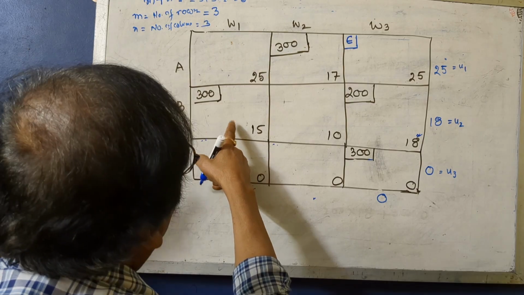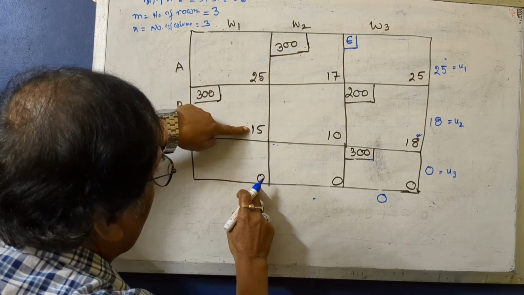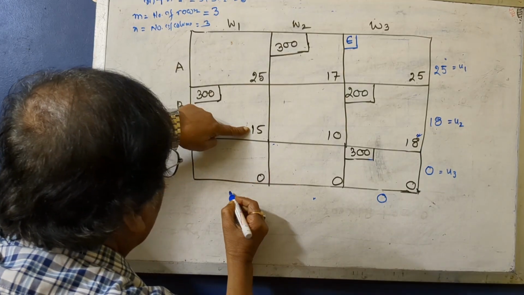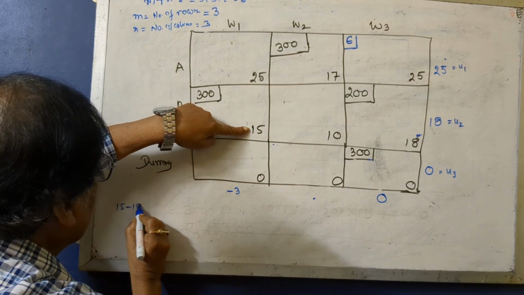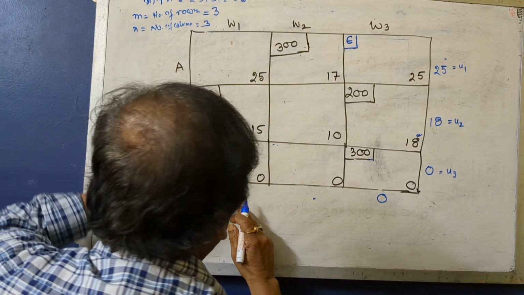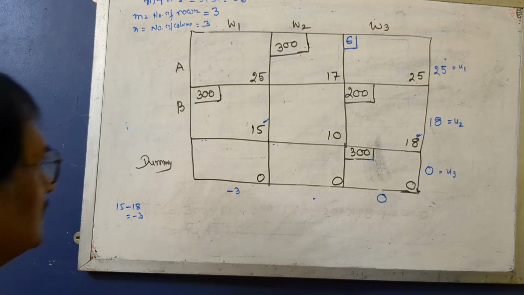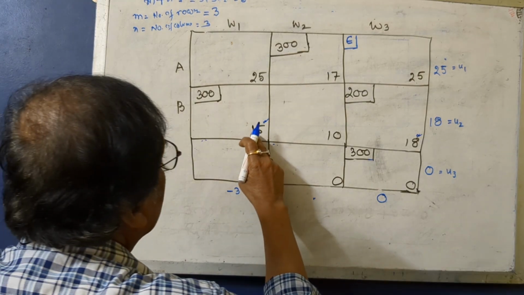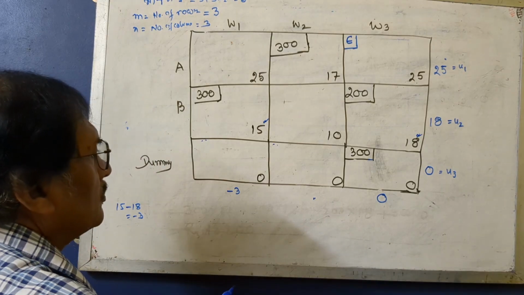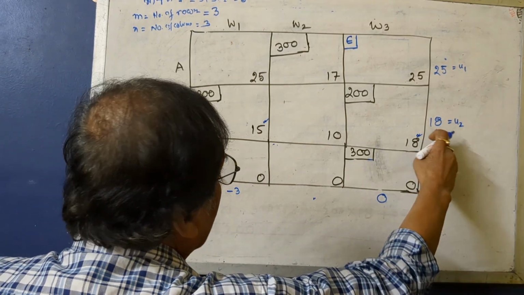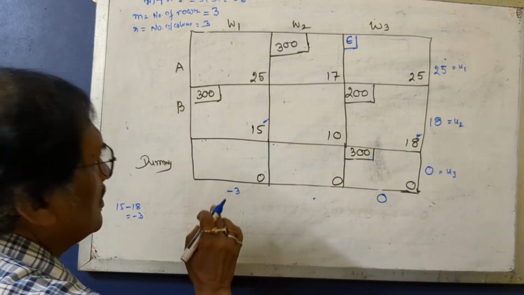So with the help of these basic cells, you have to calculate this. 15 minus 18, which means minus 3. I will show you, 15 minus 18. You will do it in this way. Now see, if you add this 18 and minus 3, you will get this. The concept is you have to divide the basic cell cost into two components, U and V, that is a row variable and column variable, so that the total amount will be this cost.